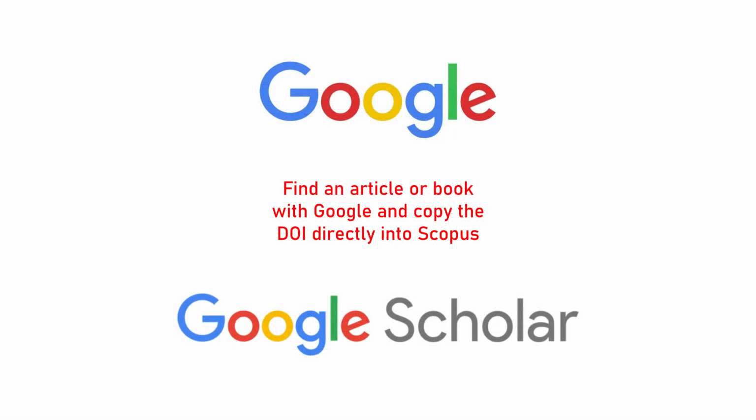However, if Scopus isn't working for you, if you're not getting something that you really want, Google is your friend, so is Google Scholar. If you want to get to Google Scholar, can't believe I'm saying this, but search Google Scholar, and you'll find it. And so you can find an article or a book with Google. You won't be able to access it through there, but you'll be able to find the DOI, the Digital Object Identifier, and you can copy that directly into Scopus if you want to find that article.